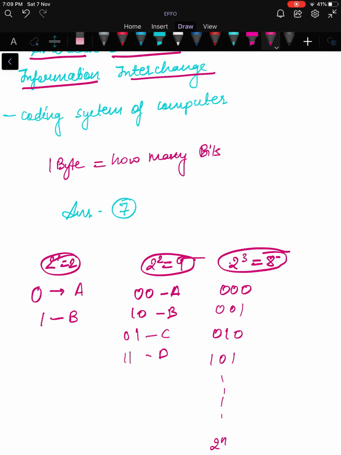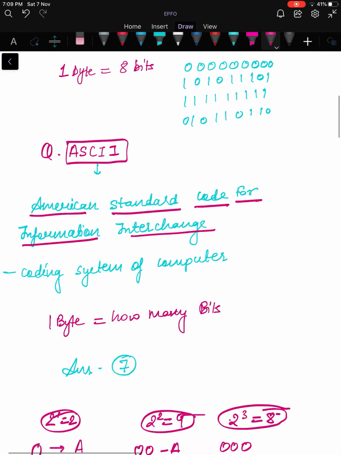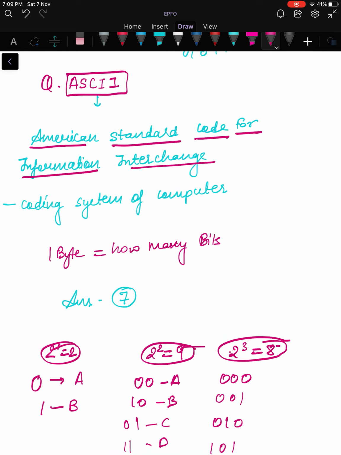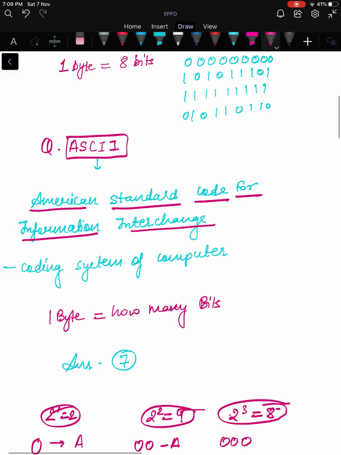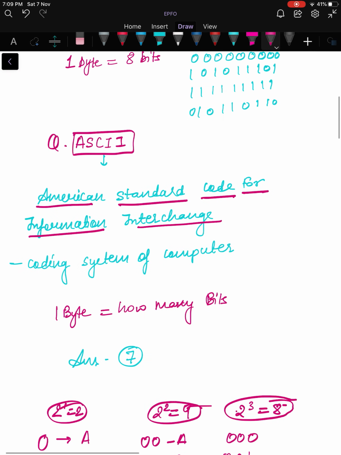So in 1 byte, how many bits are there? The answer is 7, if they ask in the ASCII system, in 1 byte, how many bits are there? 7. How is this possible? We know that 1 byte equals 8 bits. But here, how is the answer 7 in ASCII, American Standard Code for Information Interchange?